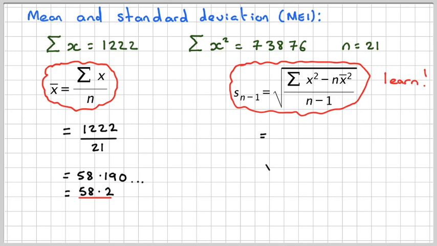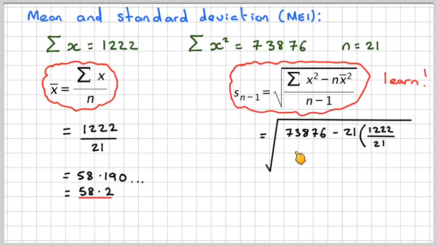That's going to be the square root of 73,876 minus 21 times the mean squared. Here, making sure I don't use a rounded off value, I just use the fraction value. And if you've got that in your calculator, you can just press the answer button on your calculator. Divided by 21 minus 1, that will give you 11.762..., which is 11.8.